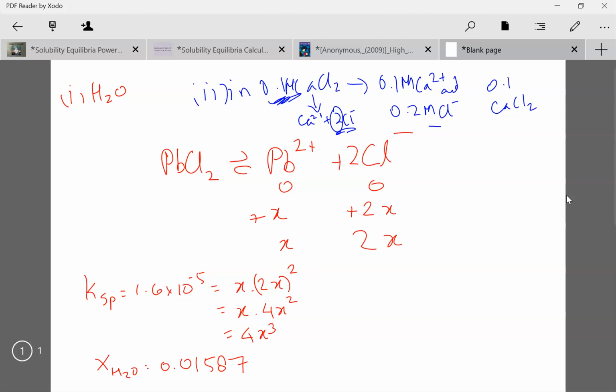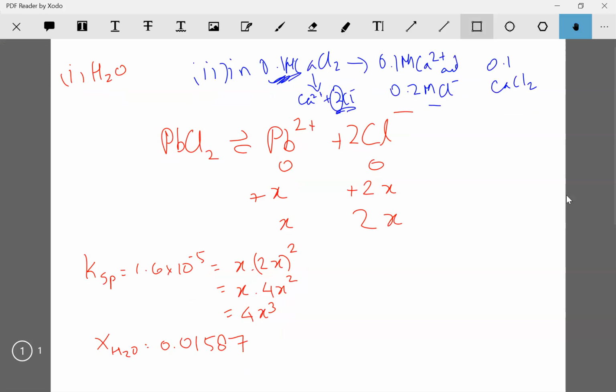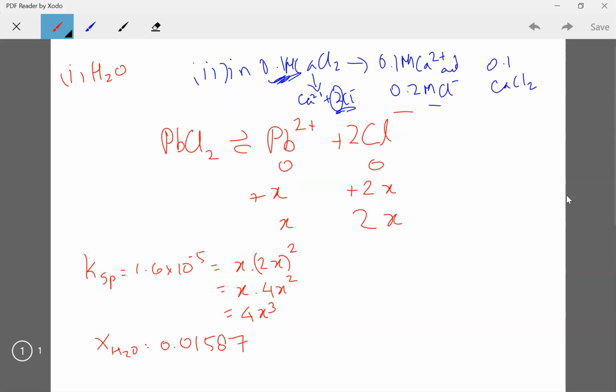So we have our lead chloride. This was our equation in pure water. It was 0, 0, plus x, plus 2x, x, 2x. Ksp, which was given to us, is x times 2x the whole squared, like so, 4x cubed. Divide this value by 4, take the cube root, I get this answer.